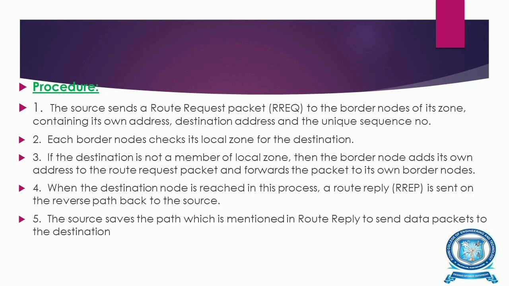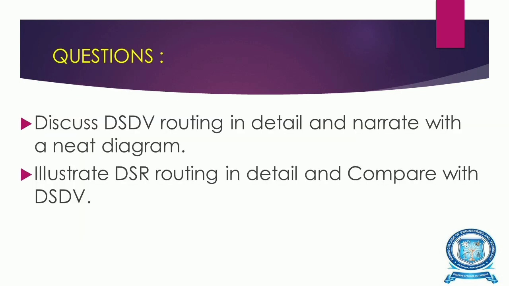When the destination node is reached in this process, a route reply, that is RREP, is sent on the reverse path back to the source. The source saves the path mentioned in the route reply to send data packets to the destination.